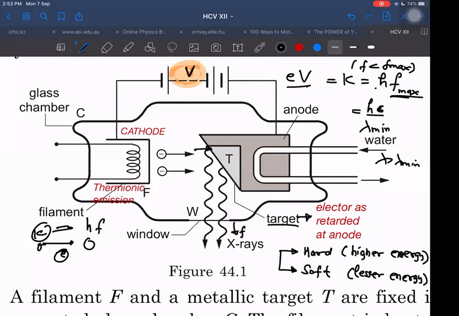Can I make the lambda minimum smaller than this value? Yes, by changing V. I have to increase the value of V. If I increase V, then lambda minimum will become even smaller, because the lambda minimum formula is equal to hc over eV. I cannot change h, I cannot change c, I cannot change the charge on the electron. I can change only V. If I increase V, then automatically the lambda minimum decreases. Is it okay? So far understood or not? Yes, sir.